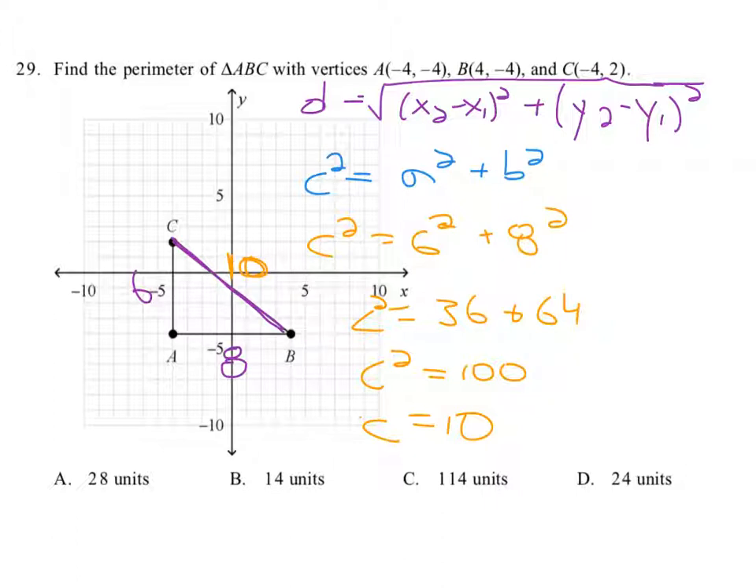Got it? So now what are they asking for? They're asking for what's the perimeter. The perimeter is the distance around the outside. So if we went this distance around the outside, let's say from C all the way around back to C, we'd go 6 plus 8, which is 14, plus another 10, which is 24. It's 24 units to go around this triangle.